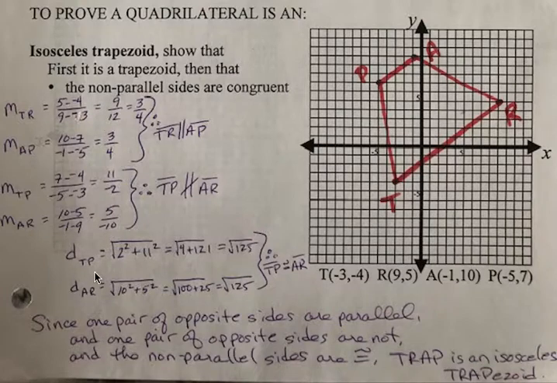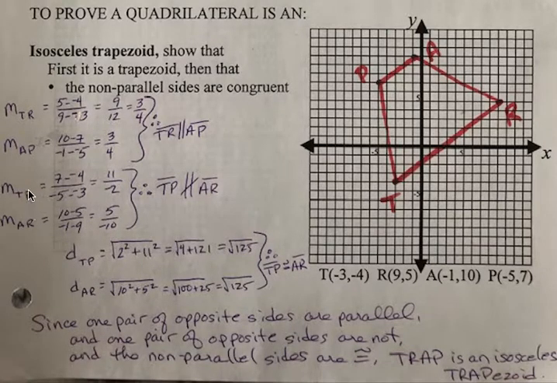All right, so time out. If we stopped right here with the four slopes, that would be your proof for a trapezoid. You would have a since statement that says, since one pair of opposite sides are parallel and the other pair is not, the figure is a trapezoid. But since this is asking you to prove that it's an isosceles trapezoid, you need to go this next step.